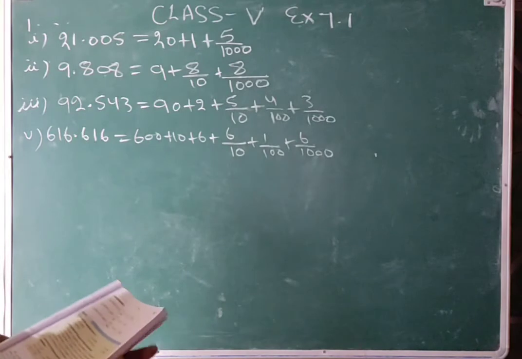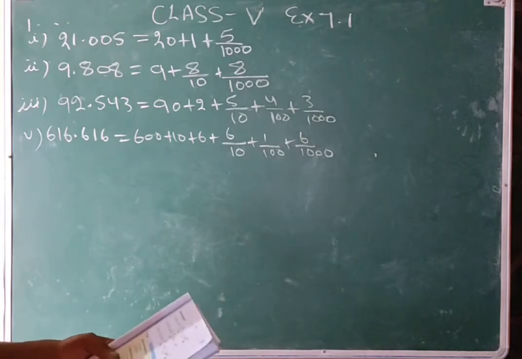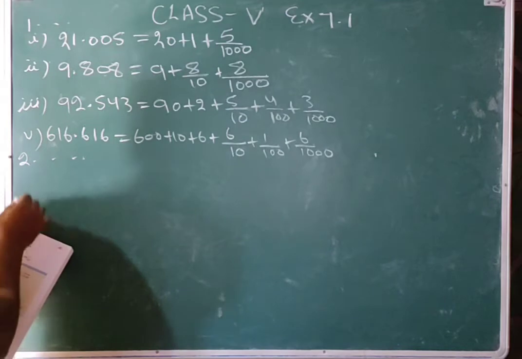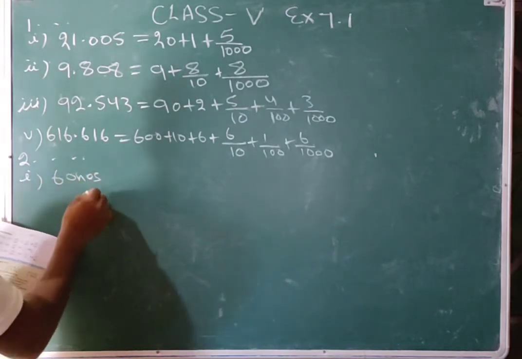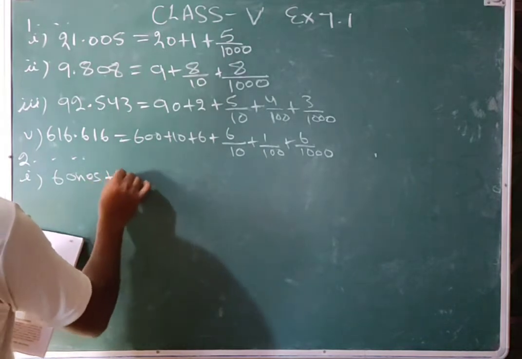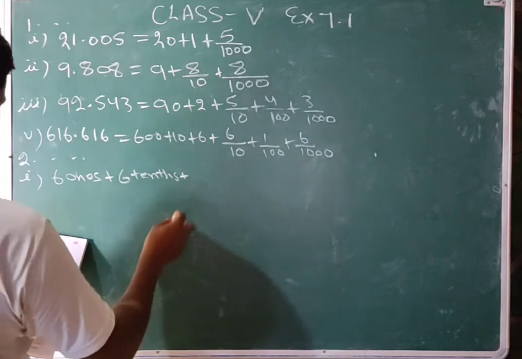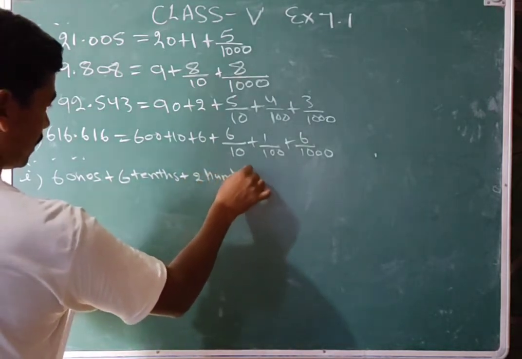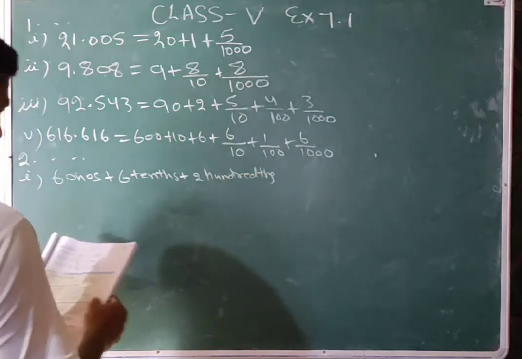Then second question: write the decimal for each of the following. This is also a very easy question. That is the first part: 6 ones plus 6 tenths plus 2 hundredths, then plus 3 thousandths.